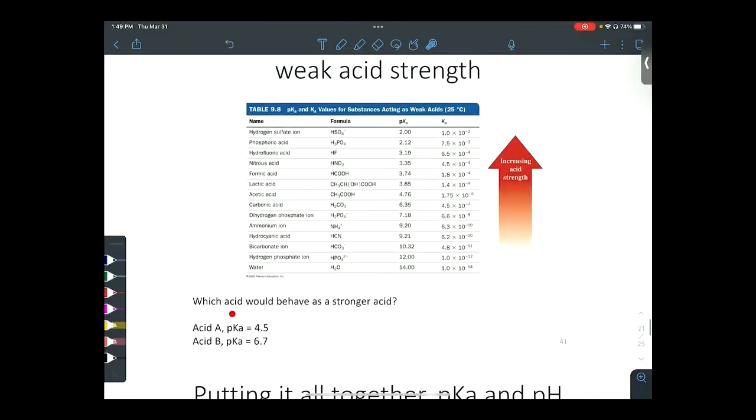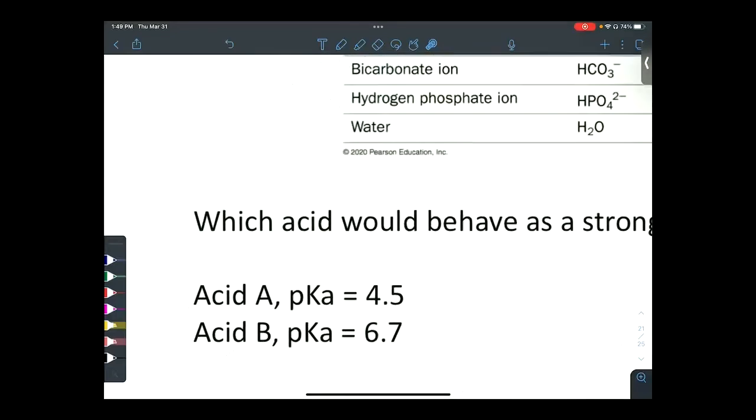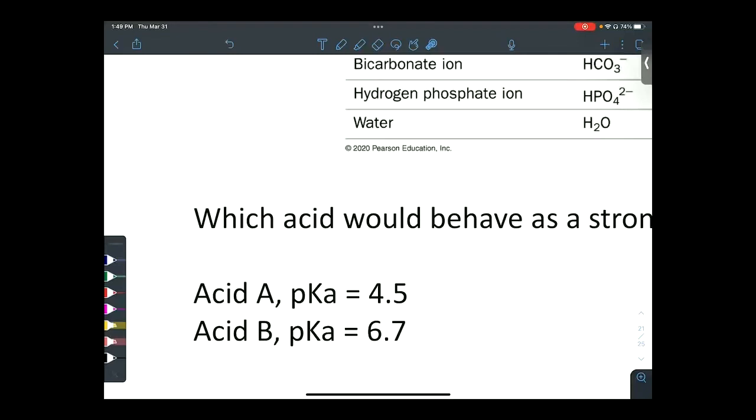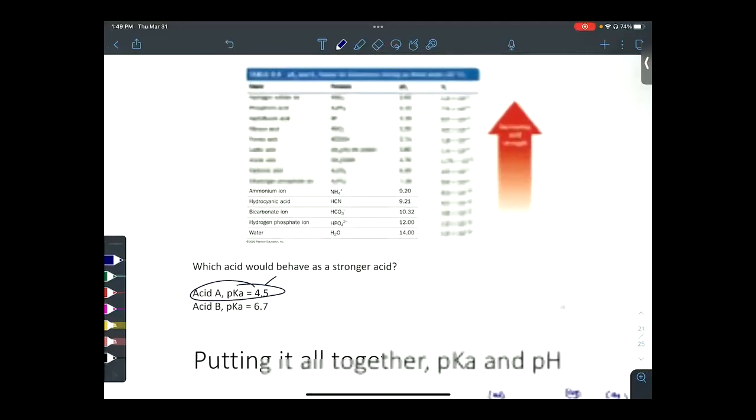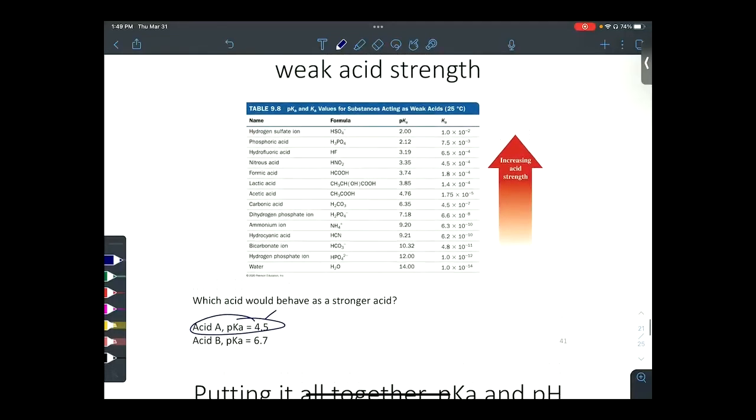So let's think about it. Which acid would behave as a stronger acid based upon these pKa's? Acid A or acid B? Which is the stronger acid? Yep, acid A would be the stronger because its pKa is lower. It's in the more acidic regime. All right? Okay, so there we go.